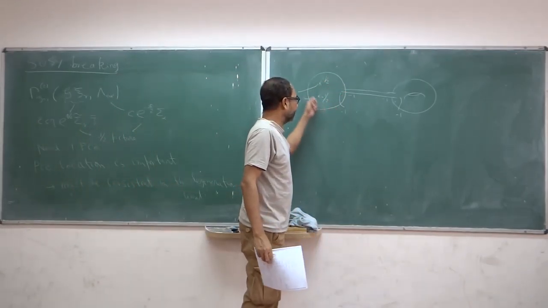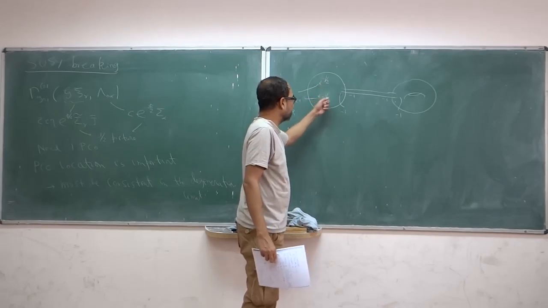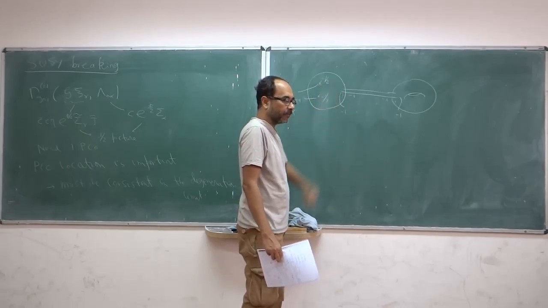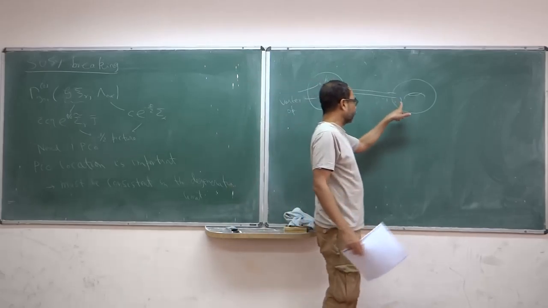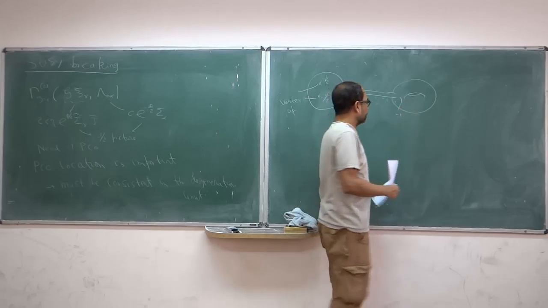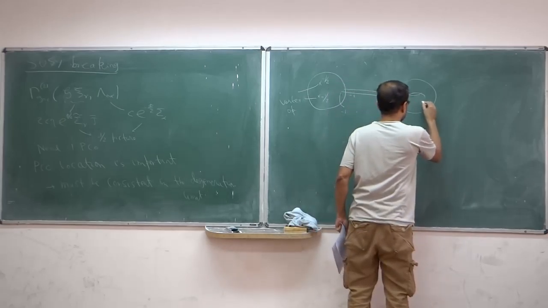Now, by simple counting, we can see that here you have total picture number minus 2. So you shouldn't insert a picture changing operator here. Here you have total picture number minus 1. On a torus, you need total picture number 0. So the picture changing operator should be here.